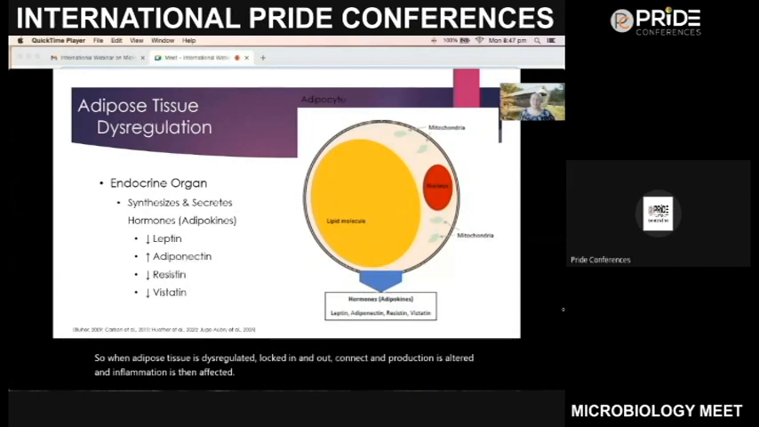There are some differences in the amounts of hormones produced by the varying types of adipose tissue. For the remainder of the lecture, I'm going to focus on what is typically seen in white adipose tissue.